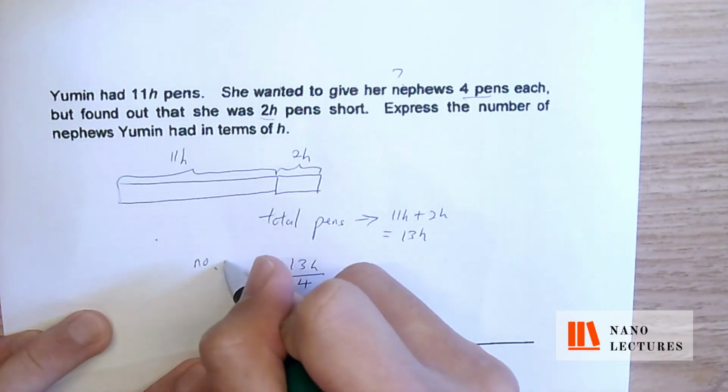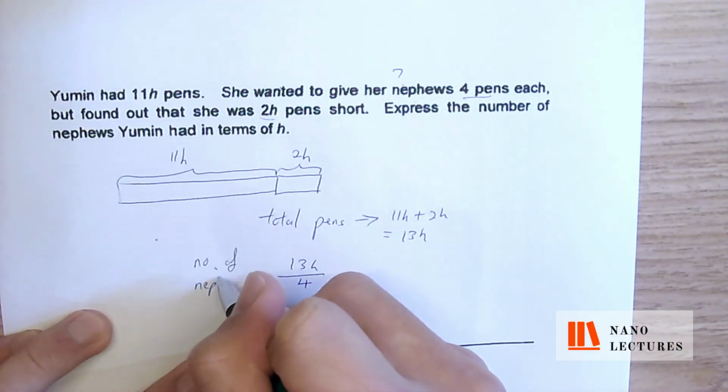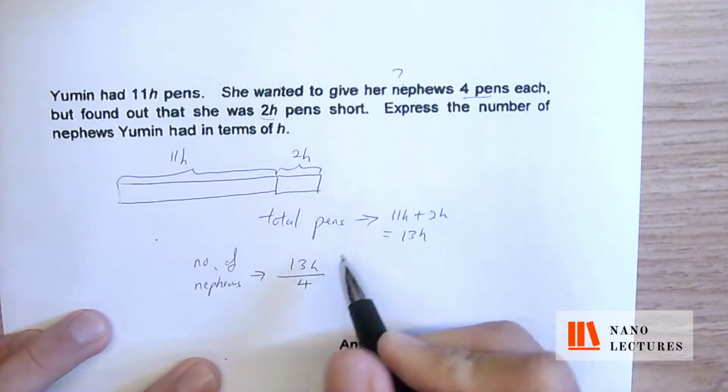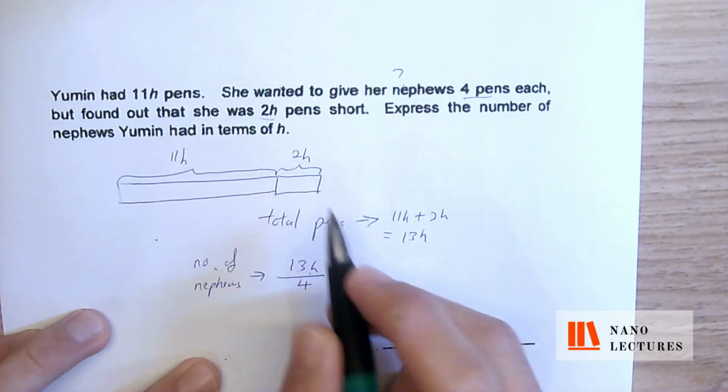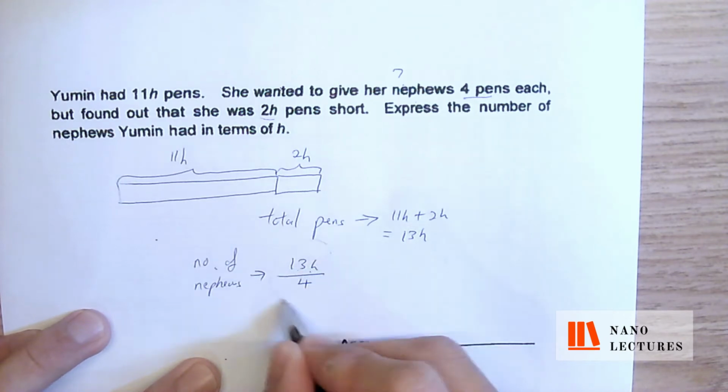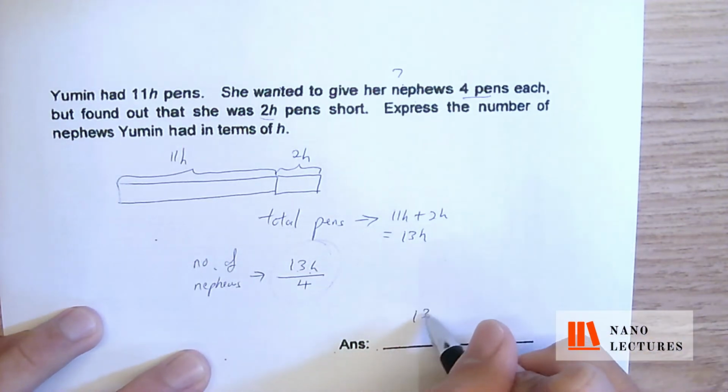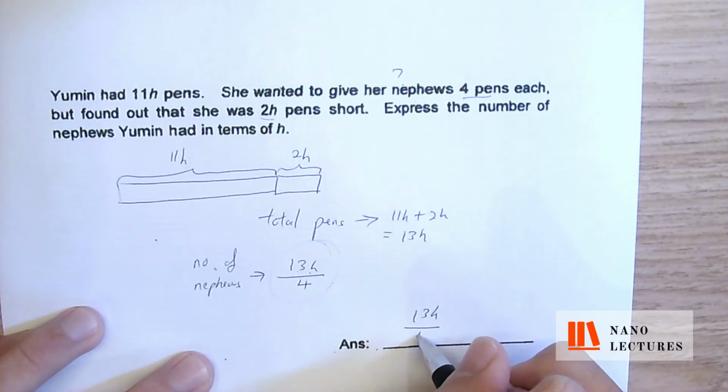So the number of nephews will be 13H, which is the total number of pens if she had 2H more, divided by 4 pens each. This will be the answer. Okay, so 13H over 4.